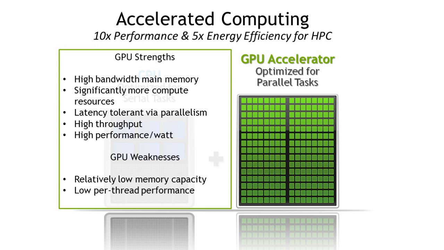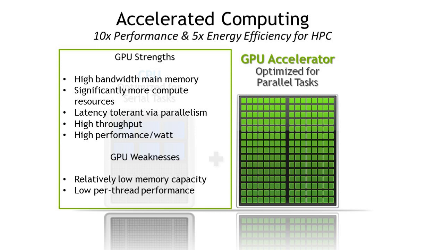We have significantly more of our silicon dedicated to compute resources. That's what all these little green boxes are meant to signify. So what we have here is lots and lots of compute resources, and we want to keep them busy. And the way we do that is through parallelism.